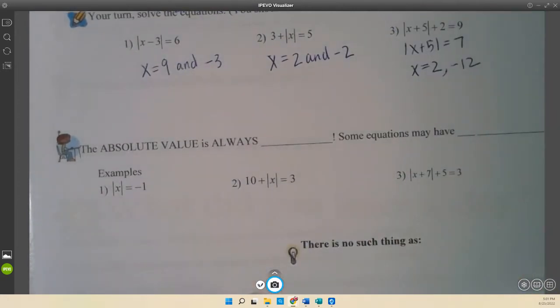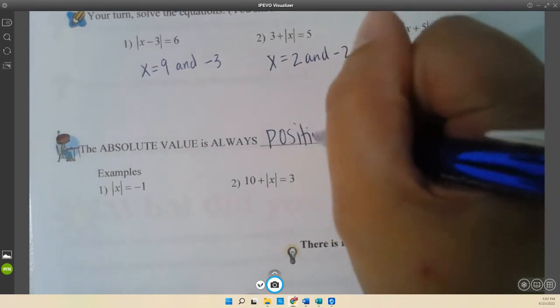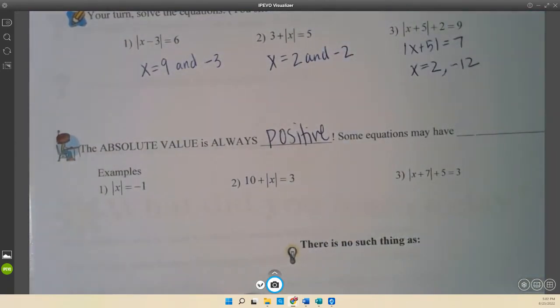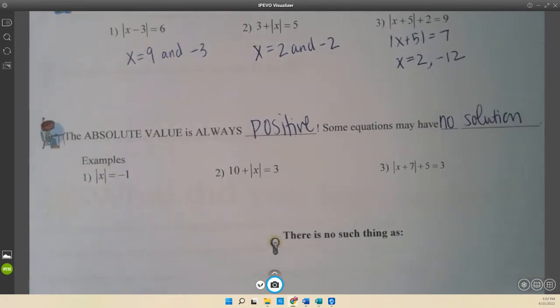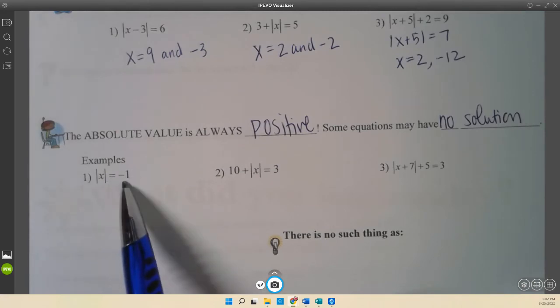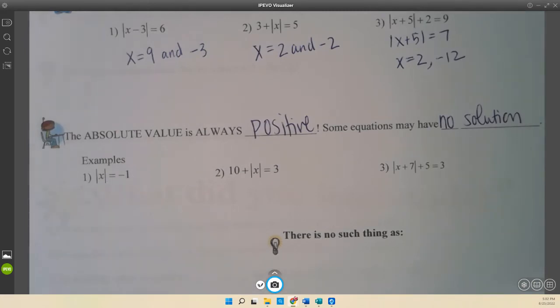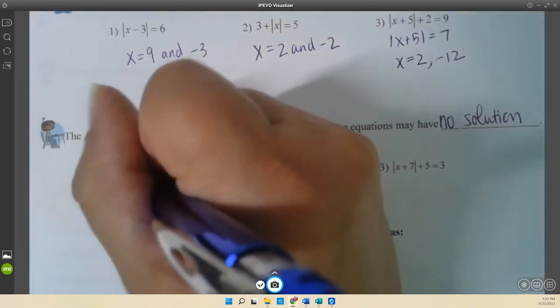Because distance is defined, how absolute value is defined, the absolute value is always positive. And so there's some tricks. Sometimes equations may have no solution, and you might not catch it if you're just going about your business and doing positive negative, because you'd be like, oh, x is 1 and x is -1. So you have to slow down and make sure that the absolute value is equal to a positive number before you proceed. If you already see the absolute value is equal to a negative, you're supposed to say no solution.